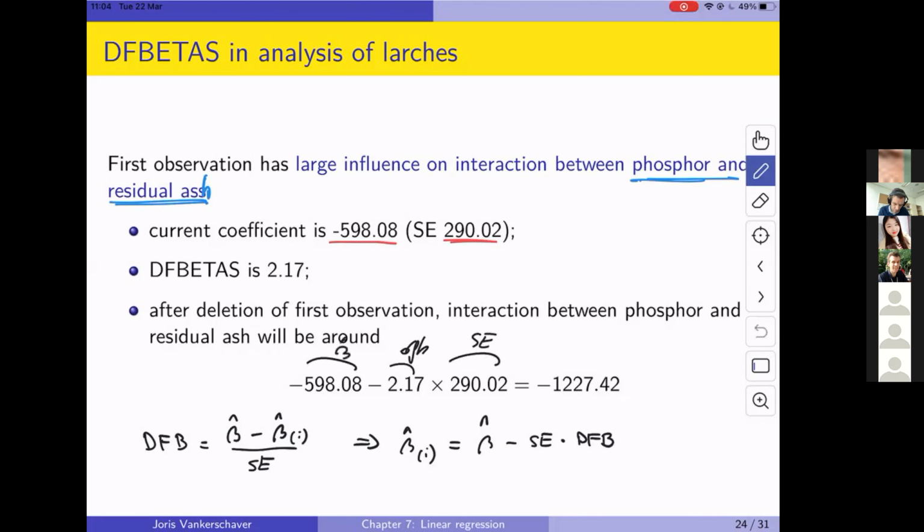This is my original estimate, and this is not going to be accurate, not going to be exact, but it's an approximation. This is going to give me an approximation of what my new regression coefficient is going to be if I remove that observation. So we get -1227.